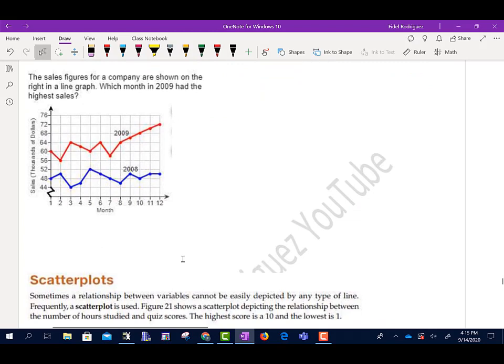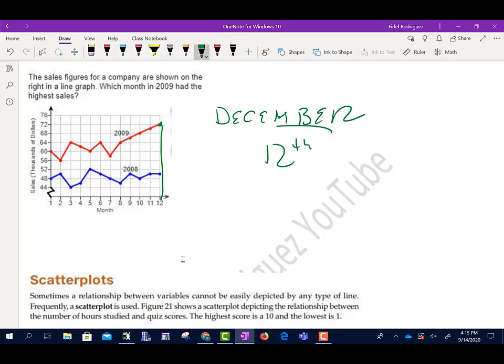All right, so let's take a look here. It says the sales figures for a company are shown in the line graph. Which month in 2009 had the highest sales? This is pretty straightforward, right? 2009 is the red line graph, and the highest sales would be right here, which would be in month 12. Wouldn't that be December? Our 12th month?